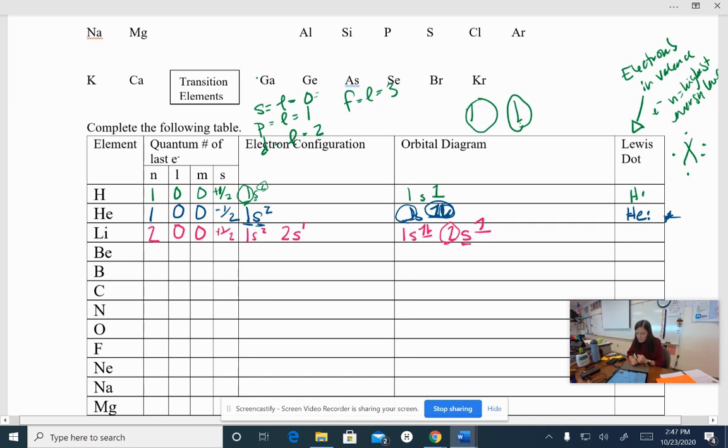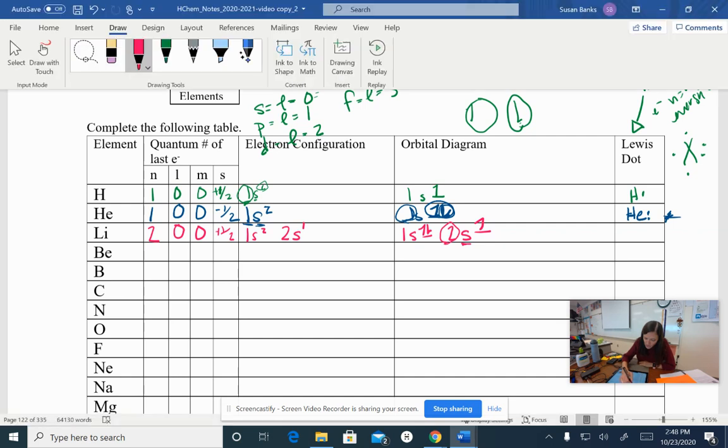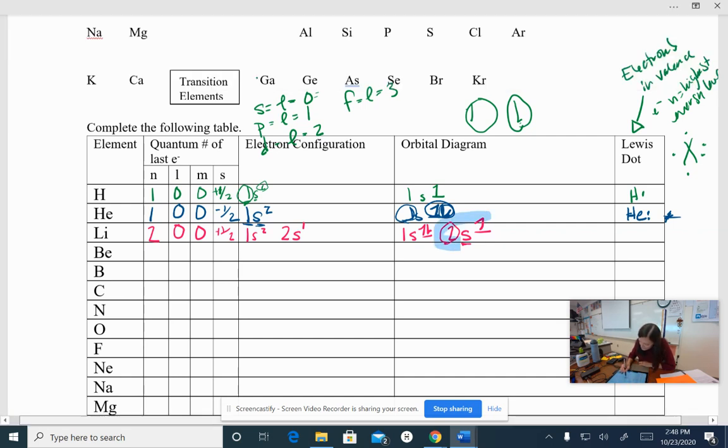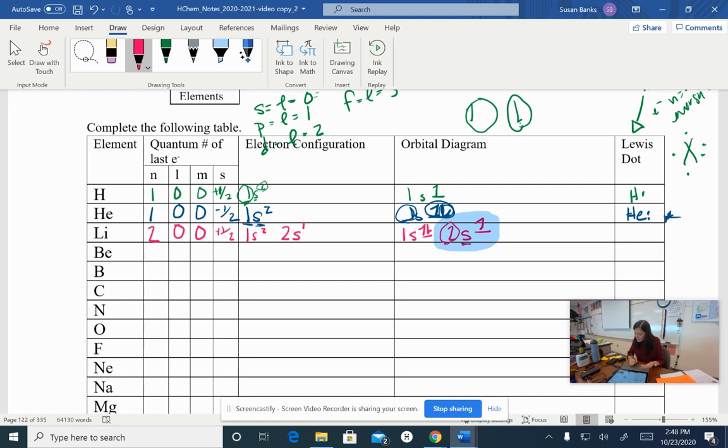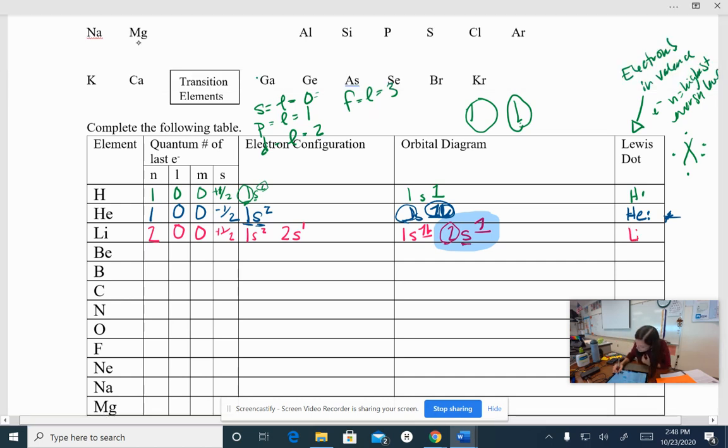Now, the thing is, valence electrons are only the electrons with the highest energy level. So if I look at my highest energy level, I am only going to look at things that have 2 on them. Okay? So when I look at the things that only have 2 on them, 1 is on the inside. Now I have the 2s, which is the outermost level. I only have 1 electron. So my dot picture for lithium is just going to be lithium with 1 dot.